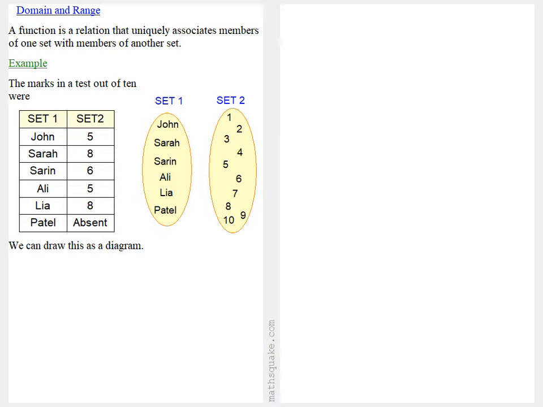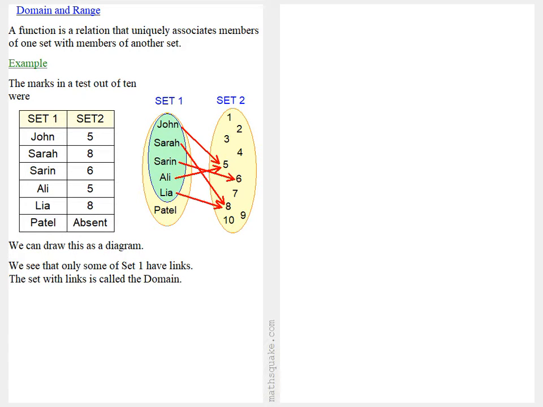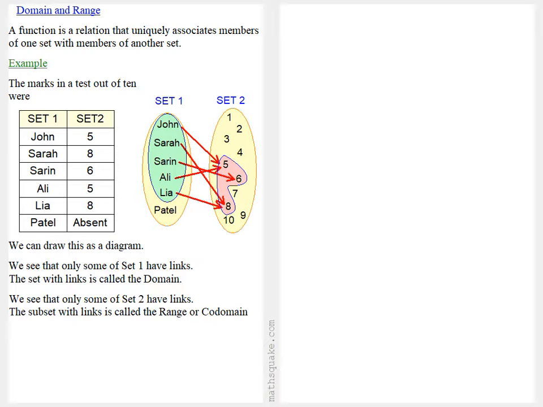We can join the names with their marks. So John 5, Sarah 8, Sareen 6, Ali 5 and Lisa 8. We can see that only some of set 1 have links. The set with links is called a domain. We see that some of the set 2 have links. The subset with links is called a range or codomain.